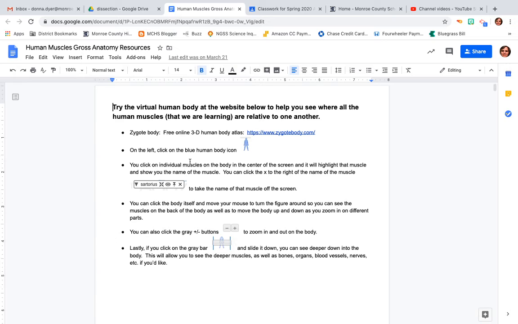Remember that muscles exist in antagonistic pairs because muscles can only pull. They cannot push. They can only pull. So you have one muscle that pulls a body part in one direction, and then you have to have another muscle that pulls it in the opposite direction in order to be able to return that body part to its original position.